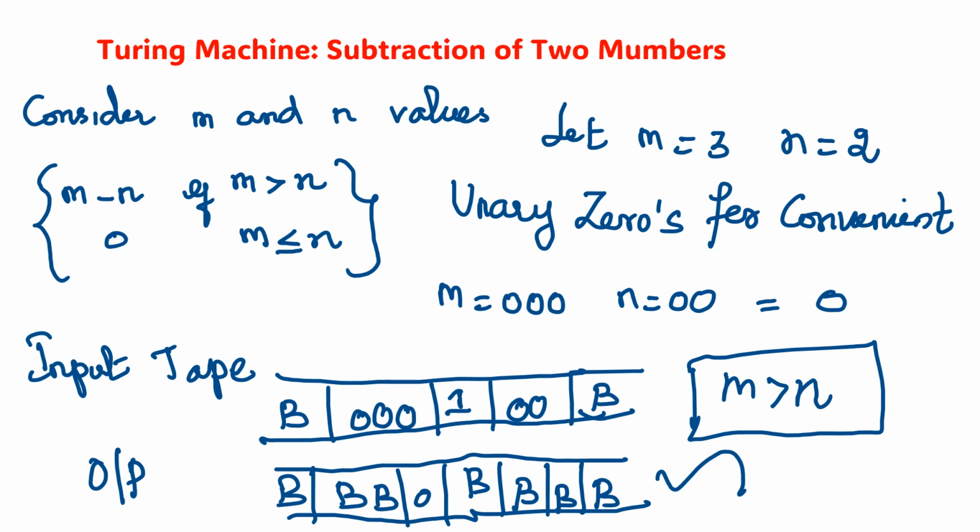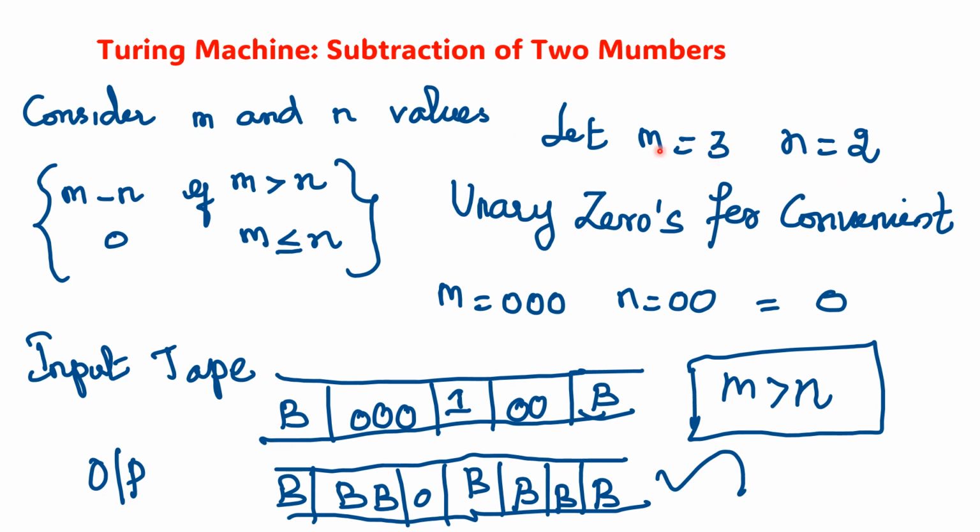Today I'm going to explain how to subtract two numbers. Consider m and n values. So let's consider m is equal to 2 and n is equal to 2. Sorry, m is equal to 3 and n is equal to 2.